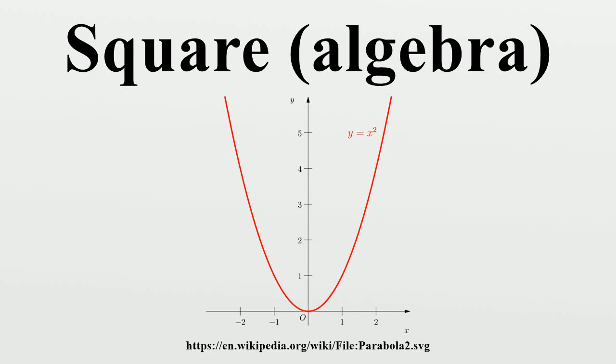In mathematics, a square is the result of multiplying a number by itself. The verb "to square" is used to denote this operation. Squaring is the same as raising to the power 2, and is denoted by a superscript 2. For instance, the square of 3 may be written as 3², which is the number 9.